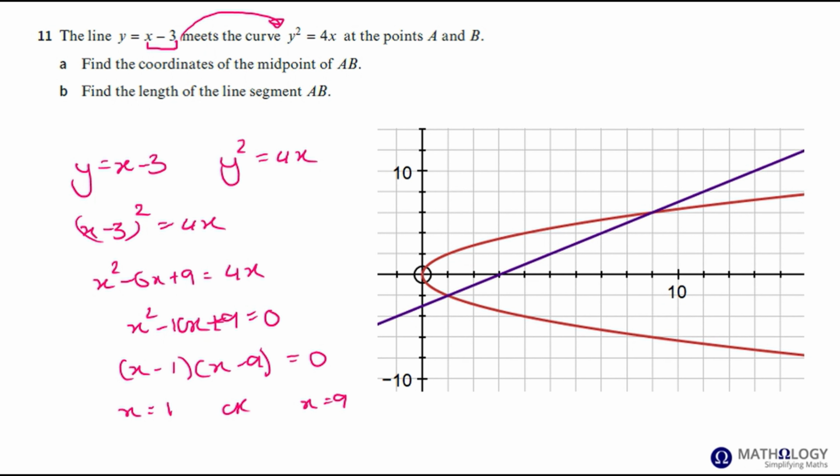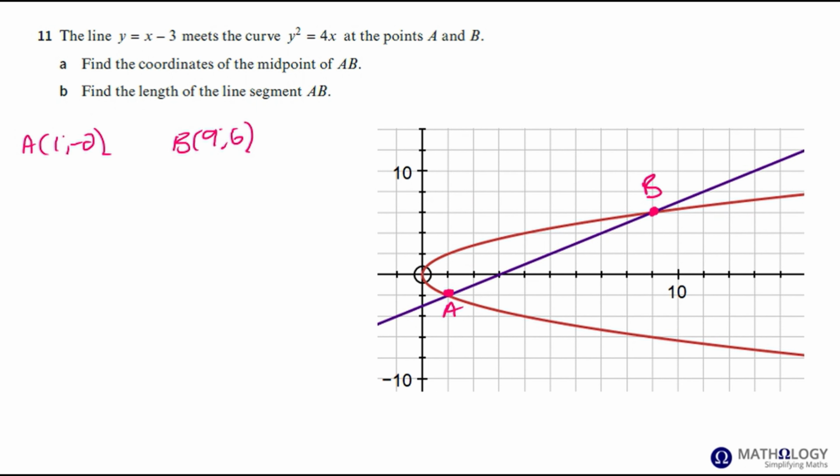X equals 1 and x equals 9 represent the x coordinates of the points of intersection of the two functions. Substituting into either equation to get y, we'll have y equals 1 minus 3 is minus 2. So the first point of intersection will be A, 1, minus 2. And doing likewise with x equals 9, we have y equals 9 minus 3, y equals 6. So B is the point 9, 6. So the first point of intersection is 1, minus 2, and the second point of intersection is B, 9, 6.